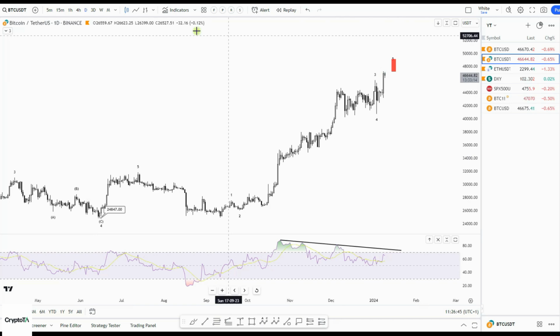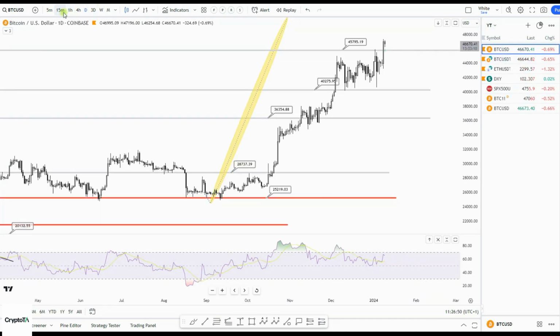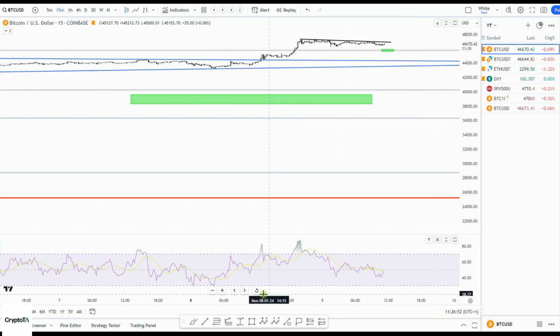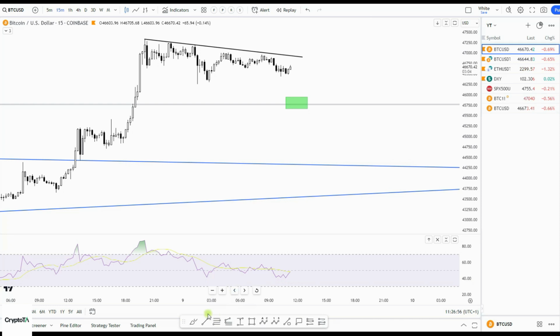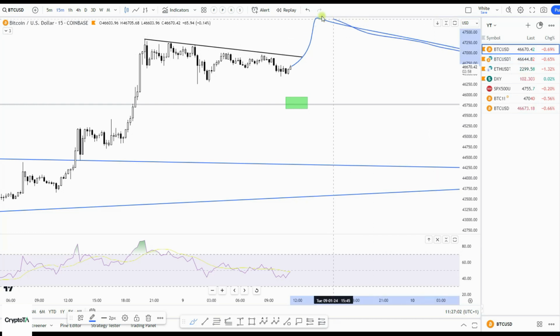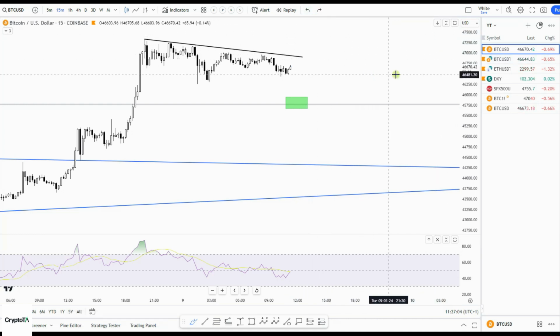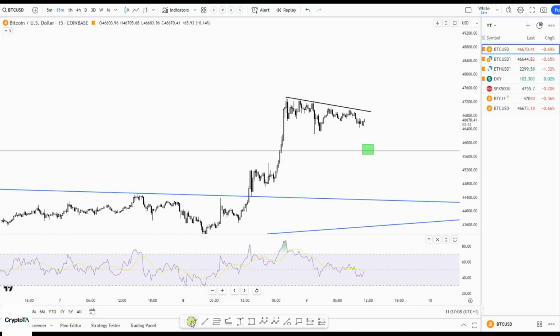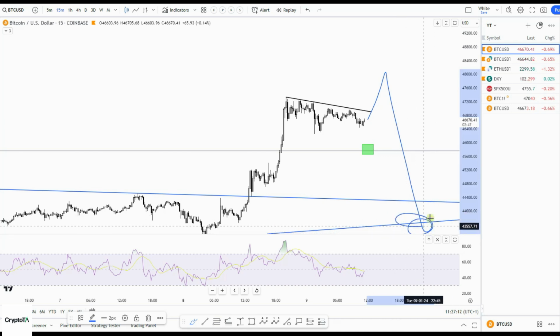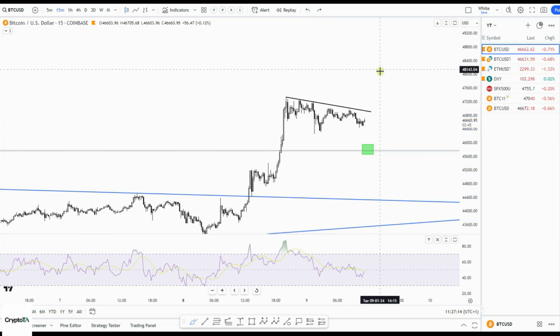I'm already long. I'm looking to load up more if we do get that move to that green box today. But then with a very tight stop loss, I would look for that move up, just in case if we do get that big move to the upside, I'm in. And tight stop loss in case we do get the fuckery from here towards 40,000. We can look at 40,000 again for new entries.